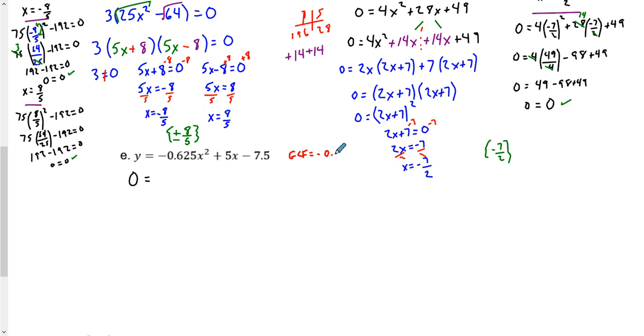So we are going to factor that negative 0.625 out of each and every single one of these terms. We factor it out of our first term, we'd just be left with an x squared. But 5, factoring out a negative 0.625, will be a negative 8x. And a 7.5, factoring out that 0.625, would be a positive 12.